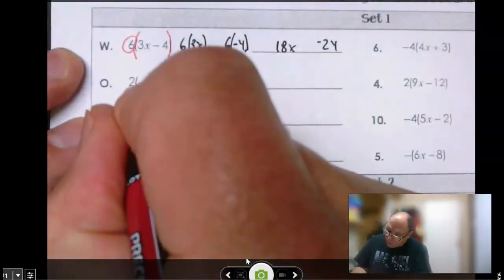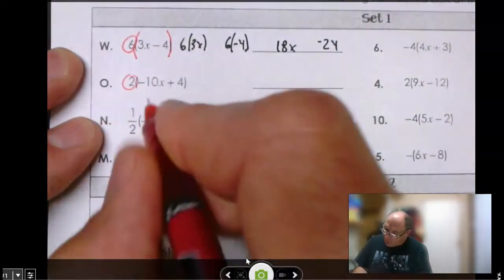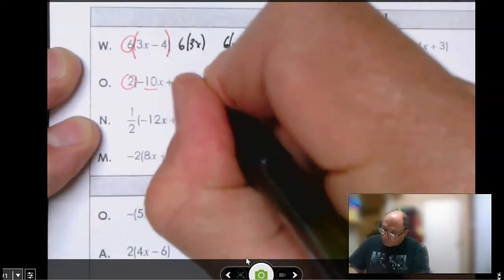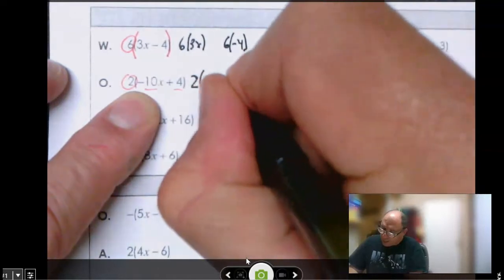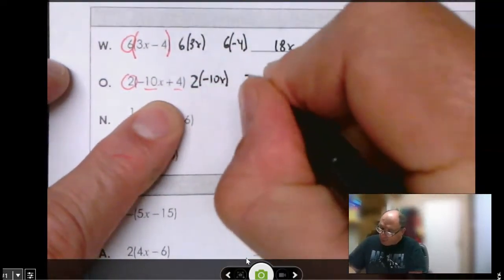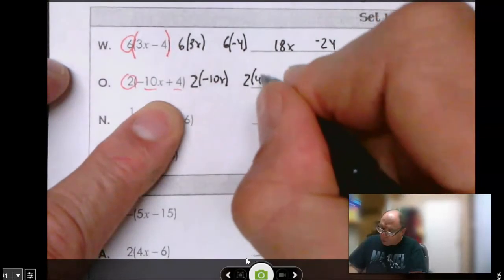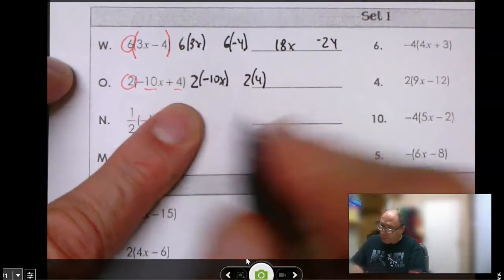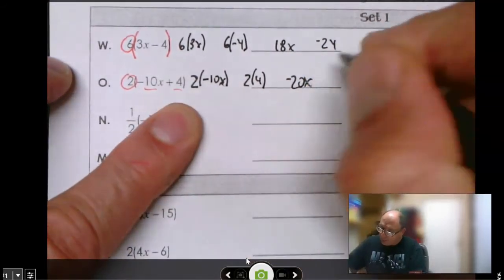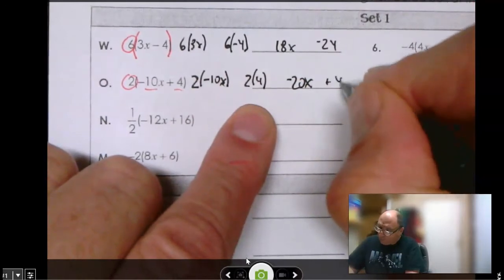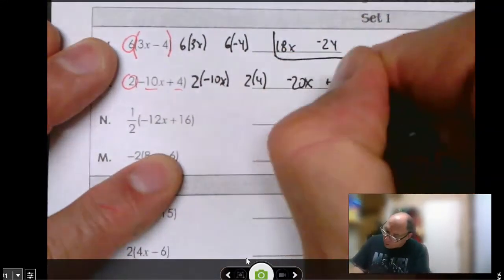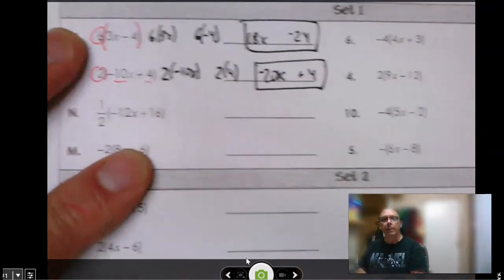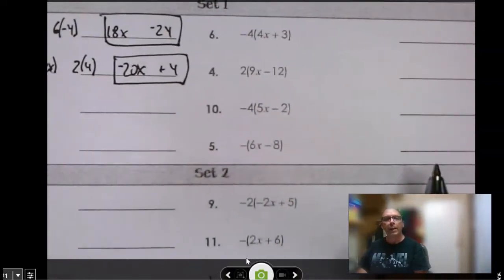All right, let's take a look at this next one. Same thing. I'm going to take this 2 and distribute it to the -10x and a 4. So I'm going to get 2 distributed to the -10x and the 2 distributed to the 4. Then these are getting multiplied, right? So I've got 2 times -10x, I get -20x, and a 4. And so box these answers up. Let's take a look at the other side and see if we can get any of these to match up.